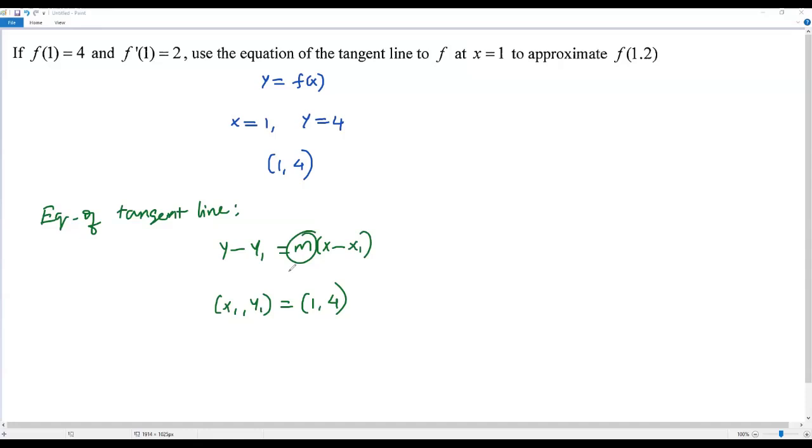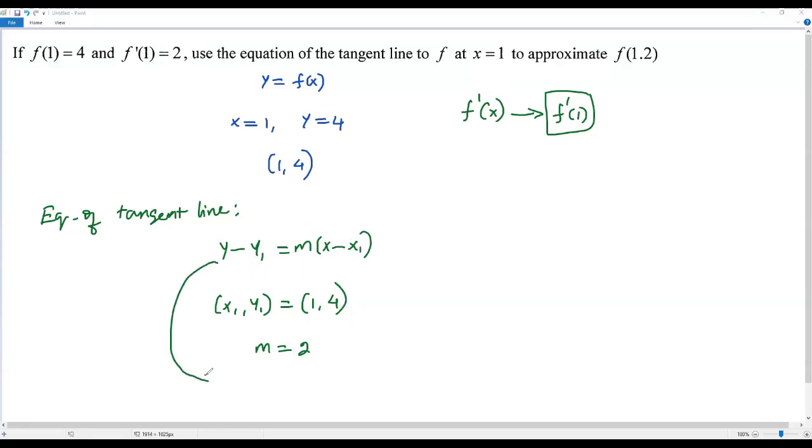If I want the slope m of the tangent line to the graph of the function f of x, I have to find the first derivative of the function f of x, then evaluate the first derivative at the given value of x, that is x equals 1. So f prime of 1 gives the slope of the tangent line at x equals 1. We already have this value in the question, that is 2. So the slope of the tangent line at x equals 1 is just 2, the value of f prime of 1. Now we have to plug the point (x1, y1) and the slope m equals 2 into the equation of the line.